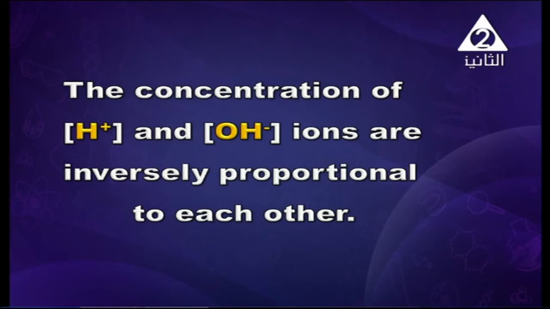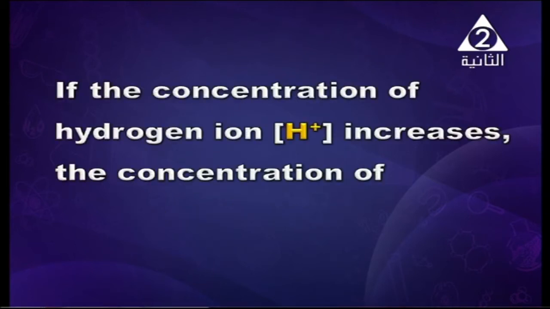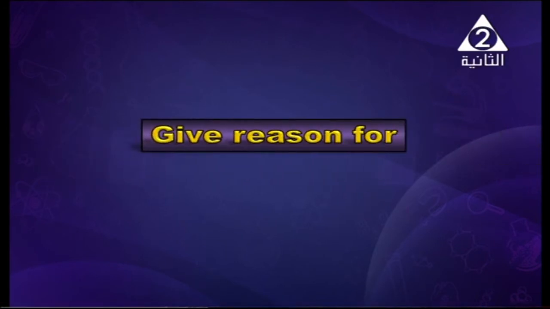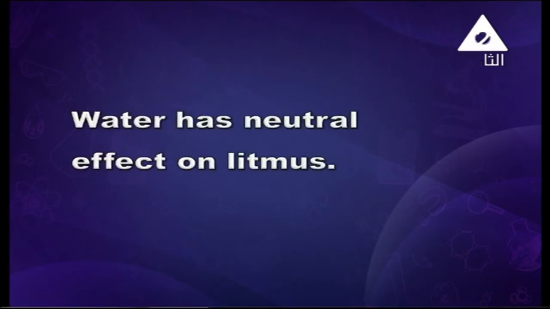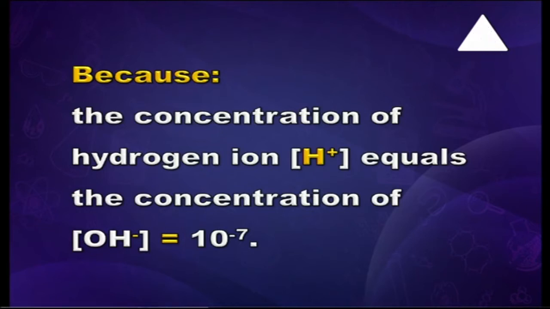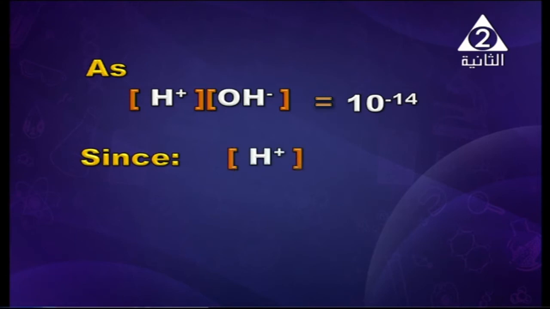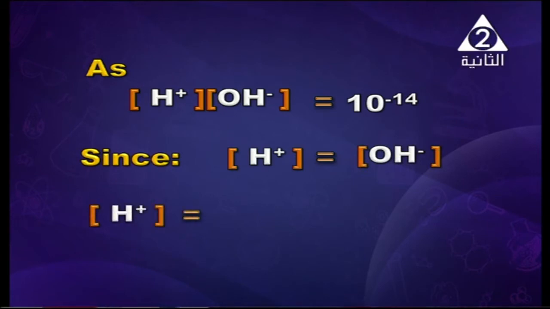The concentrations of hydrogen ion and hydroxide ion are inversely proportional to each other. So if the concentration of hydrogen ion increases, the concentration of hydroxide ion decreases by the same factor. Water has a neutral effect on litmus because the concentration of hydrogen ion equals the concentration of hydroxide ion, which equals 10 to the power negative 7. As the concentration of hydrogen ion times the concentration of hydroxide ion equals 10 to the power negative 14, and since the hydrogen ion concentration equals the hydroxide ion concentration, each equals 10 to the power negative 7.